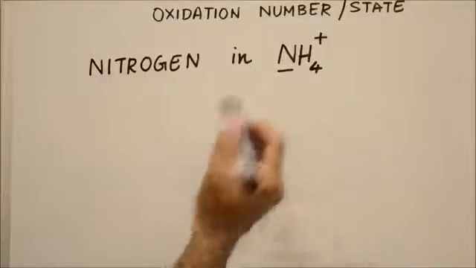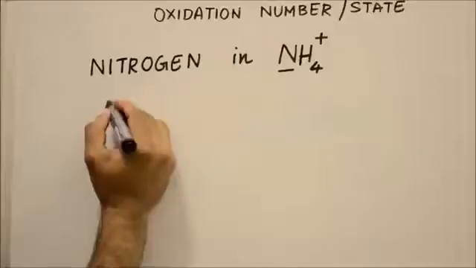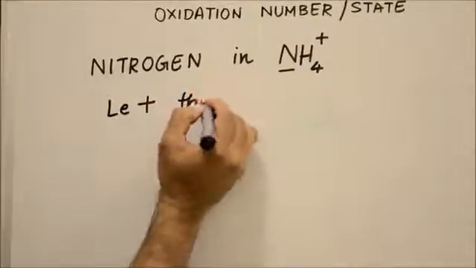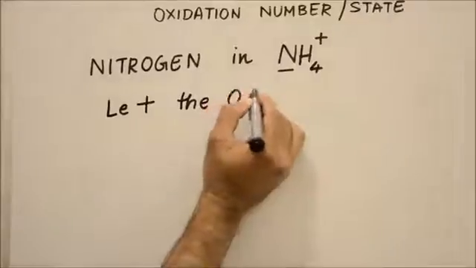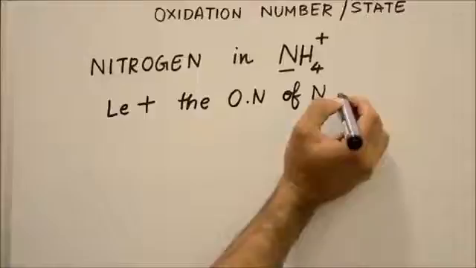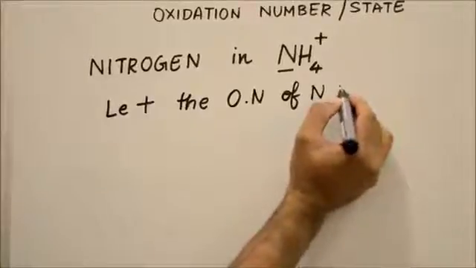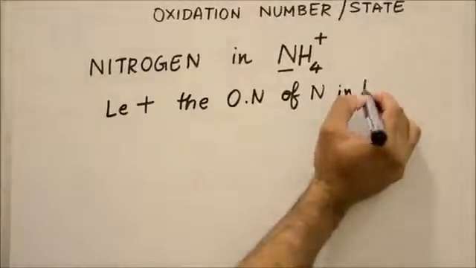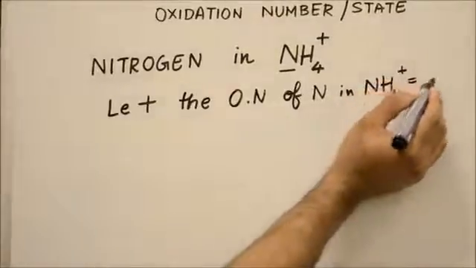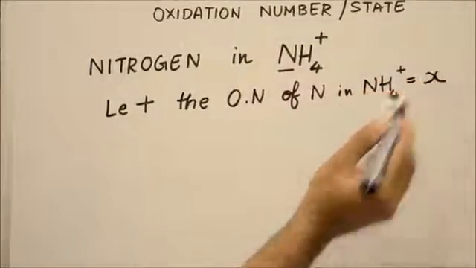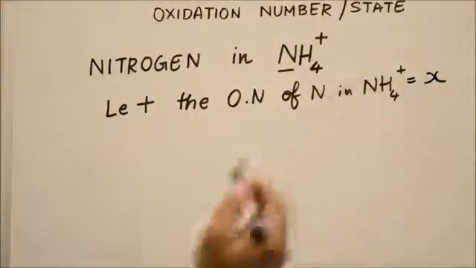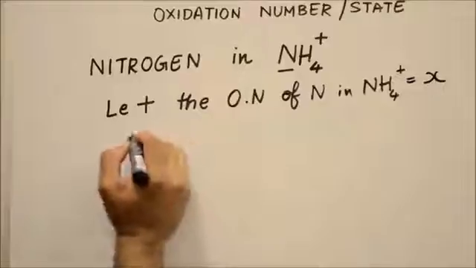We have another example here wherein there is a polyatomic ion. This ion is called ammonium ion, NH4+. So once again, we start off with the oxidation number of nitrogen in ammonium as X. So you can simply write it as, let the oxidation number of nitrogen be equal to X. And then we can solve it.